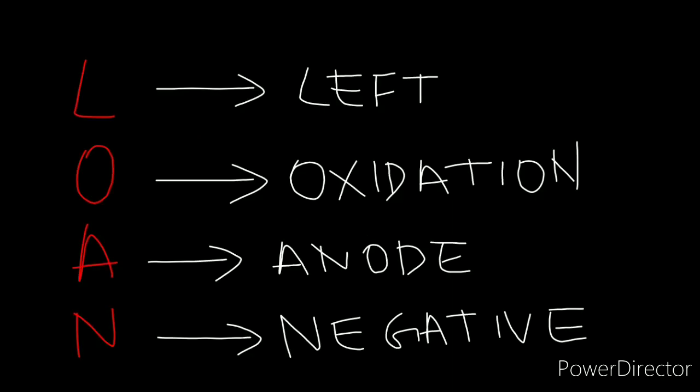In order to avoid confusion about this, you can remember the word LOAN, L-O-A-N, where L stands for left, O stands for oxidation, A stands for anode, N stands for negative. That is, in the left part it will be oxidation, and it will be the anode, and it will be the negatively charged electrode. Left, oxidation, anode, negative. That is, the left side will be the oxidation, anode and negative electrode.